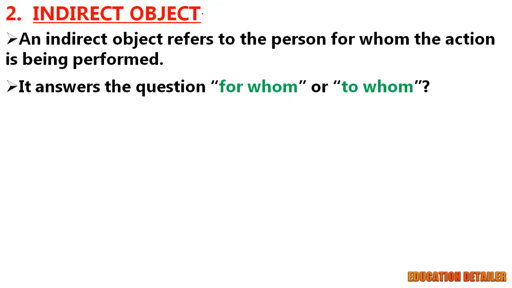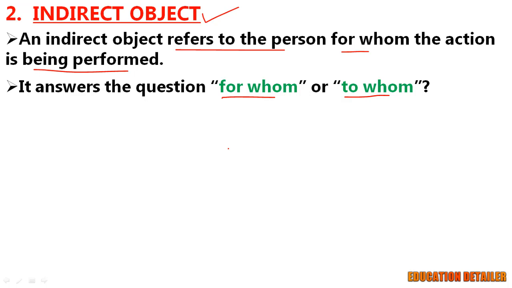Second type, indirect object. Remember, an indirect object refers to the person for whom the action is being performed. It answers the question for whom or to whom. याद रखें, ये किसे या किसके लिए प्रश्न का उत्तर देता है.